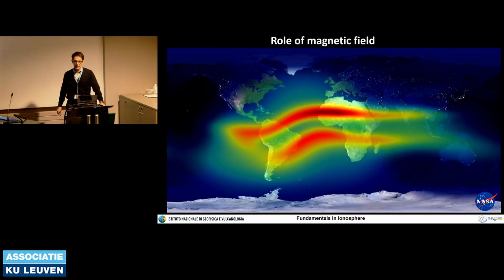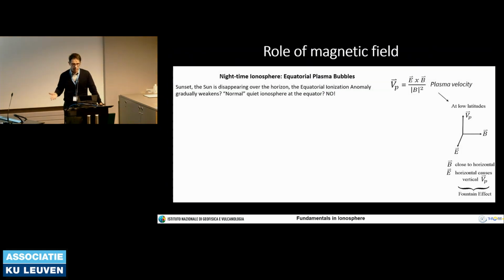And this creates one of the largest ionospheric structures you may see. And this is actually this beautiful picture in which the two crests of the equatorial anomaly are nicely depicted. Is that the full story for the low latitude ionosphere? No, far from being true, because what do you expect? When the sun is disappearing over the horizon, the equatorial ionization anomaly should disappear somehow.